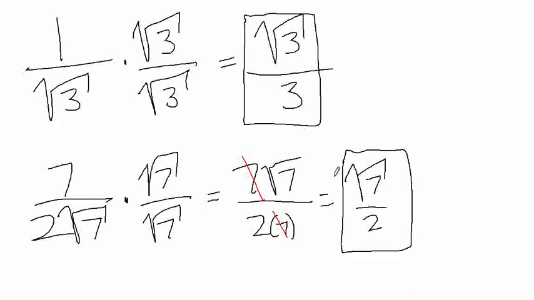Now, the procedure does not change if we have variables. See if you can solve the following example, which has a variable. 3 over the square root of h. Pause the video and use the same procedure I've just shown you to give me an equivalent form that does not have a radical in the denominator.